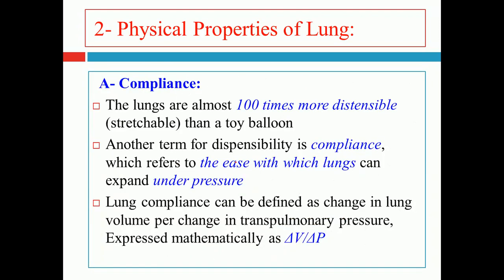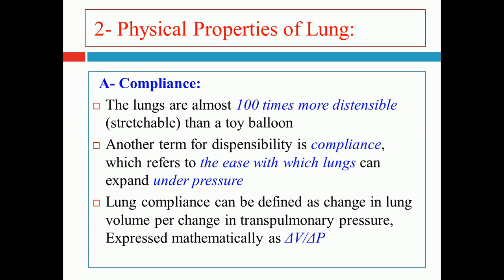And then the second property of the lung is the physical aspect or the physical properties of the lungs. It has certain physical principles like compliance. The lungs are almost 100 times more distensible, which means that they are stretchable, than a toy balloon. Another term for distensibility is compliance. Compliance means the ability of the lungs to expand, to stretch, which refers to the ease with which lungs can expand under pressure.